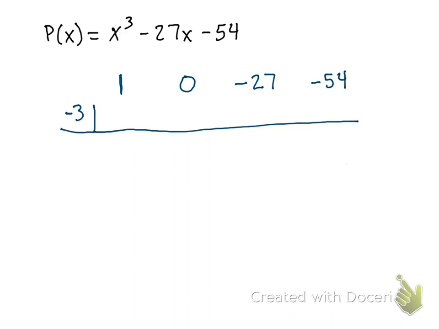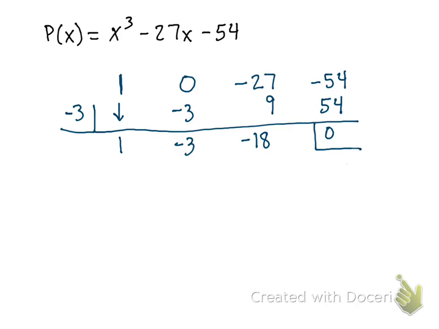So perform synthetic division: bring this 1 straight down, multiply. Negative 3 times 1 is negative 3. Then 0 plus negative 3 is negative 3. Negative 3 times negative 3 is positive 9. Negative 27 plus 9 is negative 18. Negative 3 times negative 18 is positive 54. Negative 54 plus 54 is 0, which is our remainder.